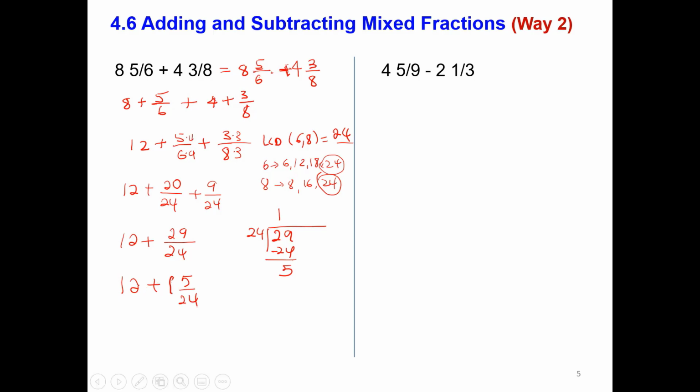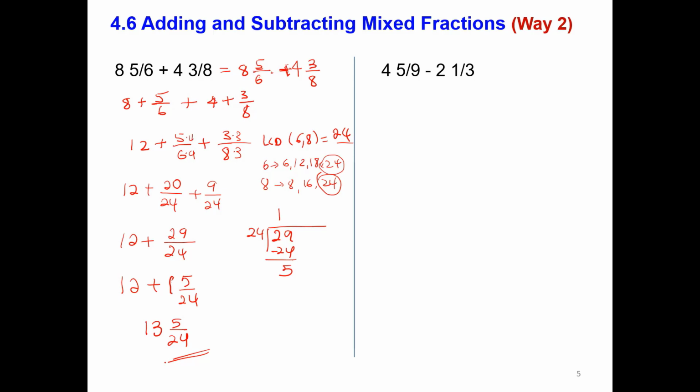Again, because we don't have a fraction here, the final answer will be that we add the whole parts and keep the fractional part. Then 12 plus 1 will be 13, and the final answer will be 13 and 5 over 24. And this is the answer. And let's now do the same with the other one.